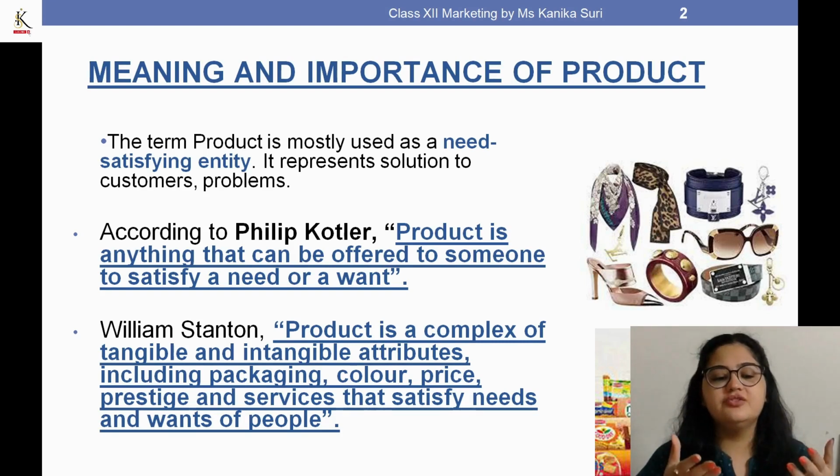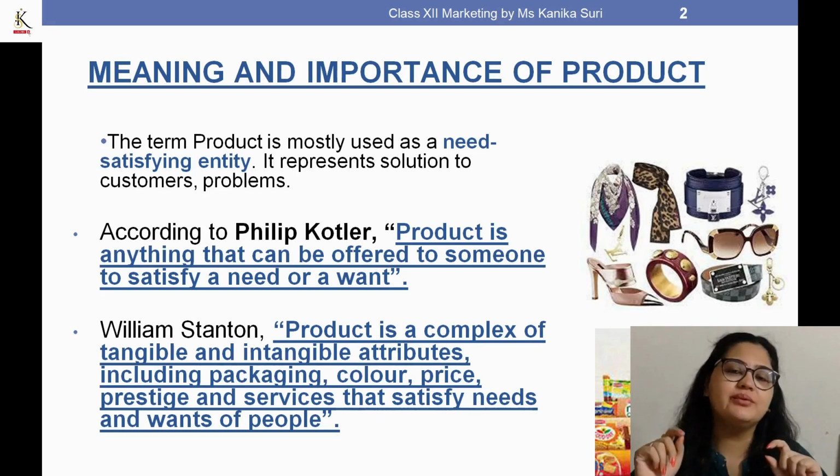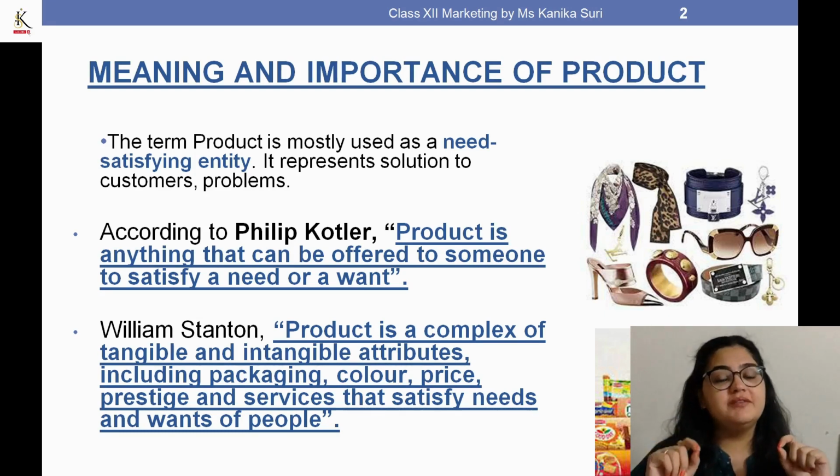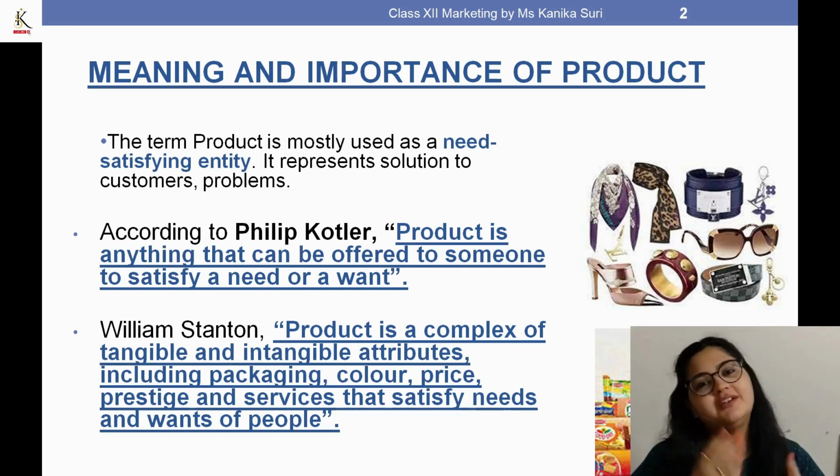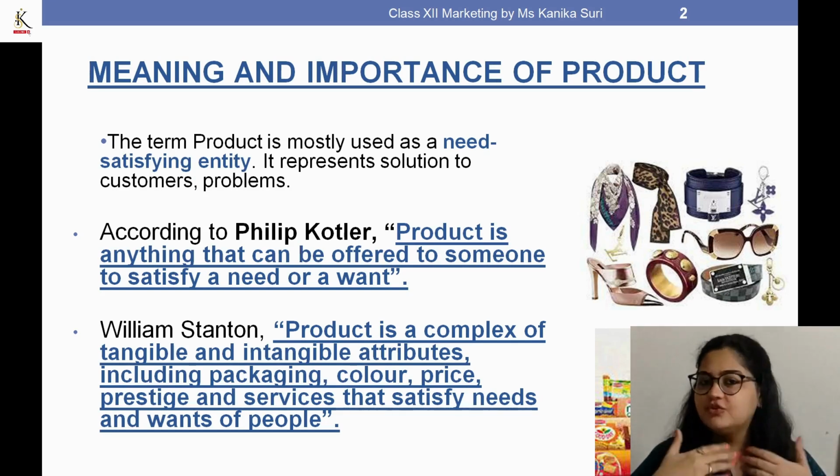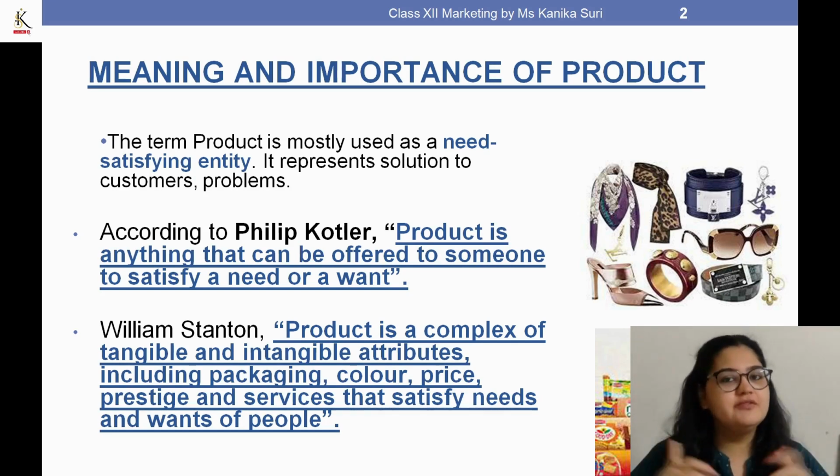Another definition is also given by William Stanton. The product is a complex of tangible and intangible attributes. Now we have already studied in class 11th unit 1 that what is the difference between tangible and intangible when we were talking about products and services. Tangible is something which you can see, which you can feel, which you can touch, and intangible is something which you cannot see, which you cannot feel, which you cannot touch. So in general, products are tangible and services are intangible.